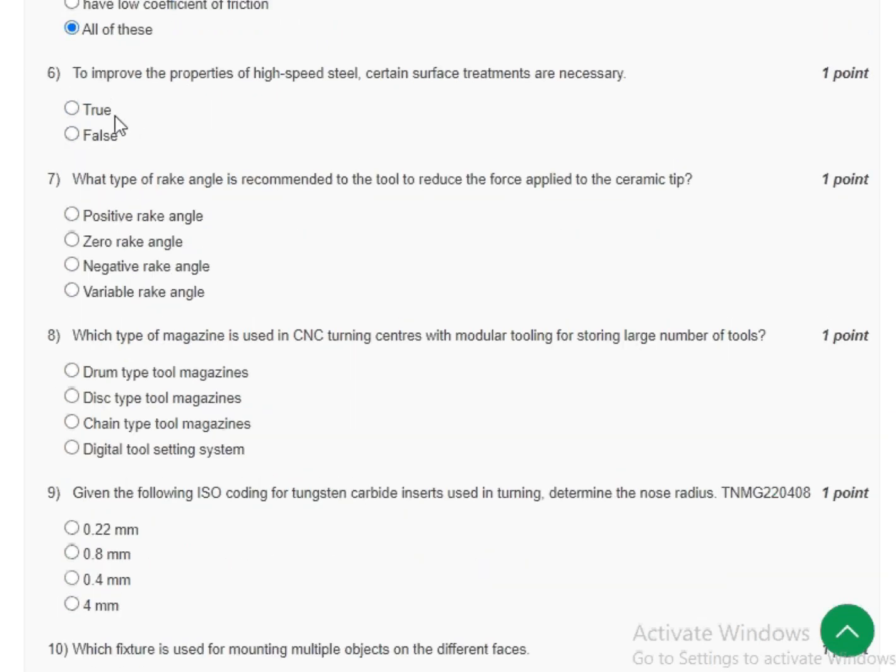Next question 6. To improve the properties of high speed steel, certain surface treatments are necessary. True. So to increase the property of high speed steel, surface treatments are necessary. Question 7. What type of rake angle is recommended to the tool to reduce the force applied to the ceramic tip? Negative rake angle is recommended to reduce the force applied to the ceramic tip.